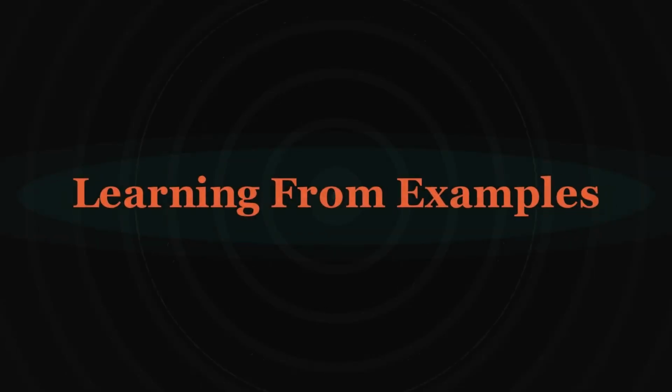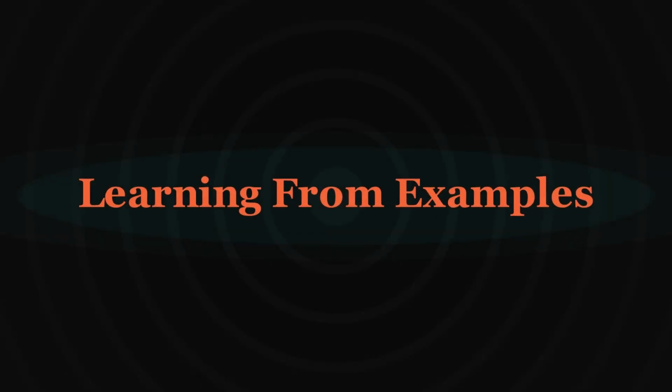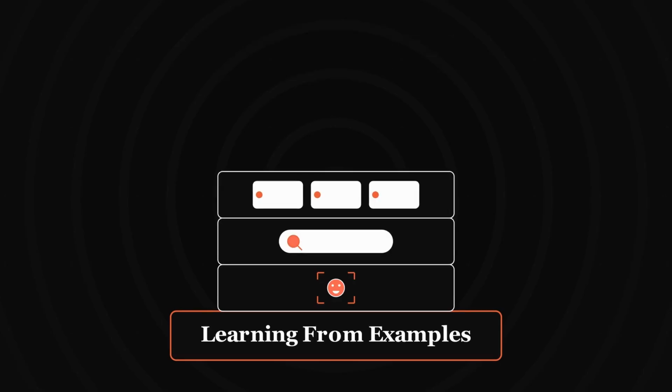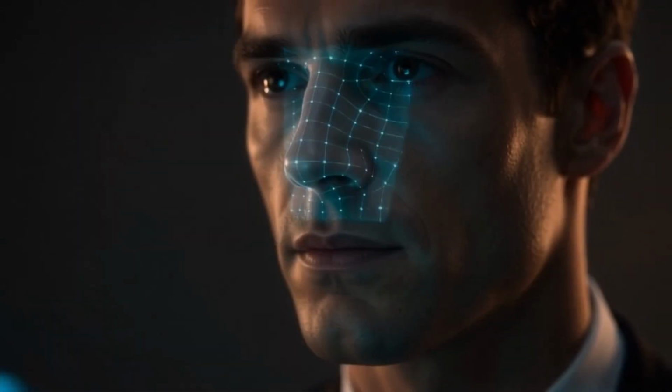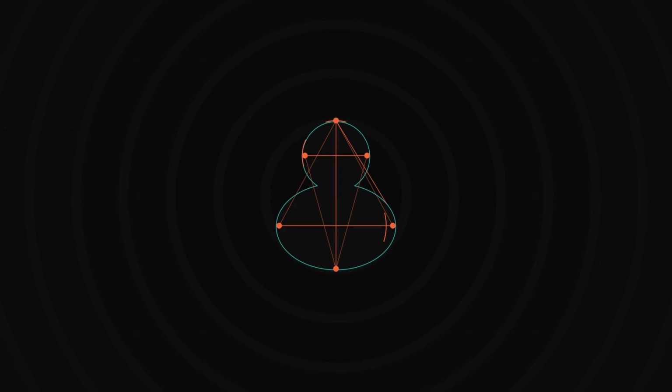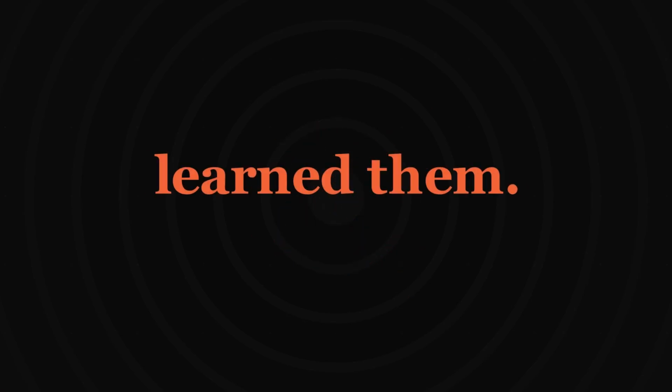Now, this idea has a name. We call it learning from examples. And it's the foundation underneath almost all of modern machine learning. The program that unlocks your phone with your face was shown millions of faces. It found patterns so subtle that no human could have written them down, but it learned them from data.